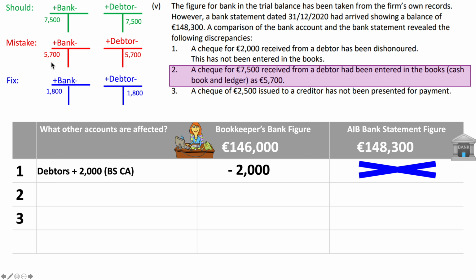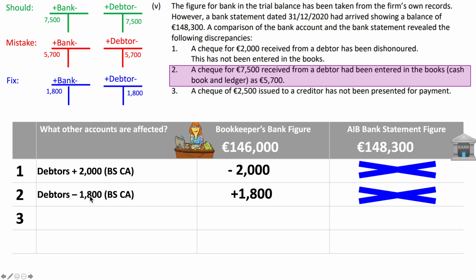Well, we'll have to add 1,800 to this 5,700 in order to get up to 7,500. So we need to add 1,800 to the bookkeeper's bank figure, and we need to subtract 1,800 from the debtor. And just to let you know, you're not going to get this right if you don't use the green, the red and the blue. Well, you might get it right, but a lot of times people don't use it and might make a mistake. So you're much less likely to make a mistake if you use that method.